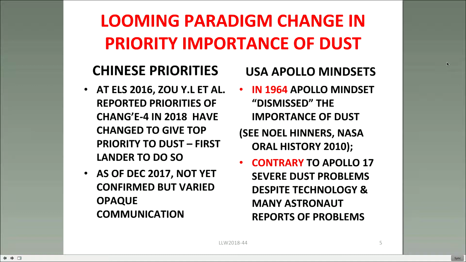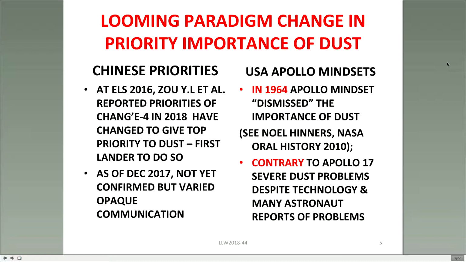So on the left-hand side is the Chinese situation. At the European Lunar Science Conference in 2016, Zhu et al. said that Chang'e 4 would be revising its priorities to make dust the #1 priority. But as I've noted in the second dot point on the left-hand side, as of December, this is not yet confirmed, but there's very opaque communications. Now go to the right column.